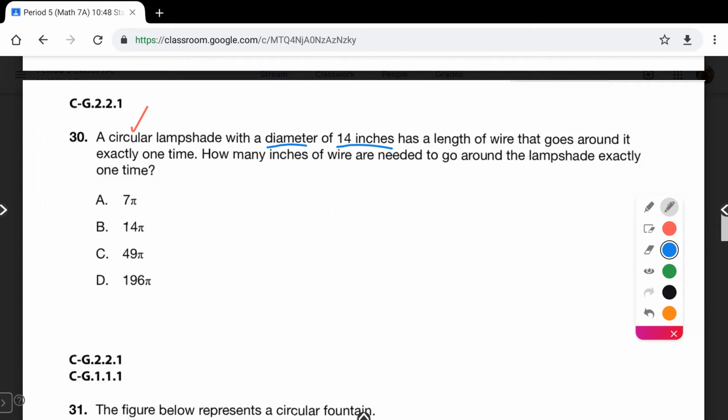Notice they tell us that the diameter is 14 inches. When I read my question, it says a circular lampshade with a diameter of 14 inches has a length of wire that goes around it. Right there, that's all I needed to know. Because when you're calculating and working with circles, you're either finding an area or you're finding a circumference. Now, when you talk about going around something, you're talking about the circumference.